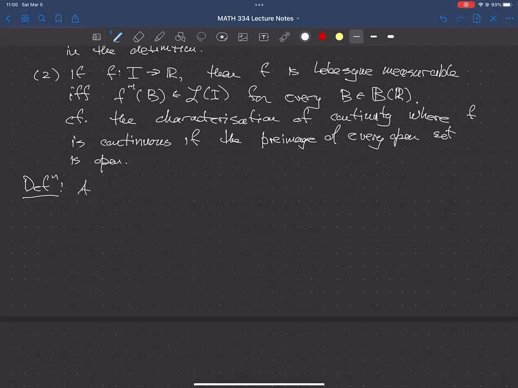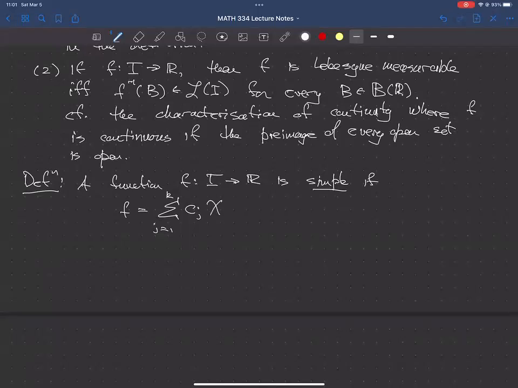Okay, so let me tell you what a simple function is. A function f from I to R is simple if f can be written in the following form: a finite sum, j equals 1 to k, of some constant c_j times a characteristic function of some measurable set A_j.